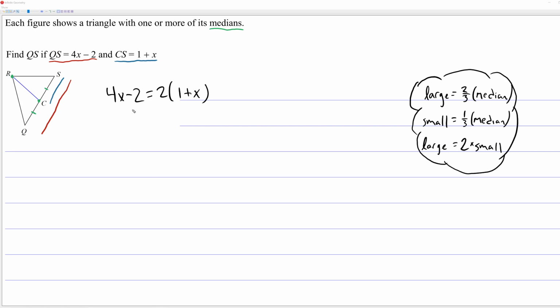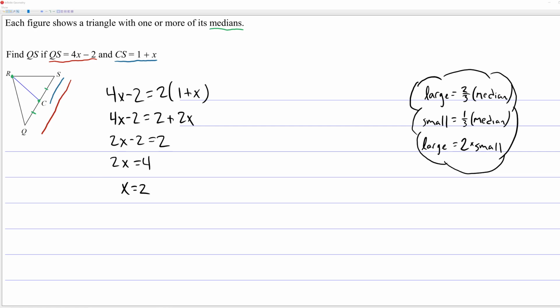So you can solve this equation in the calculator or by hand, it doesn't really matter. I don't have a calculator open. So 4x minus 2 is 2 plus 2x. Now subtract 2x from both sides. We have 2x minus 2 equals 2. And then add 2 to both sides. So we get 2x equals 4. And then divide by 2. You get x equals 2.